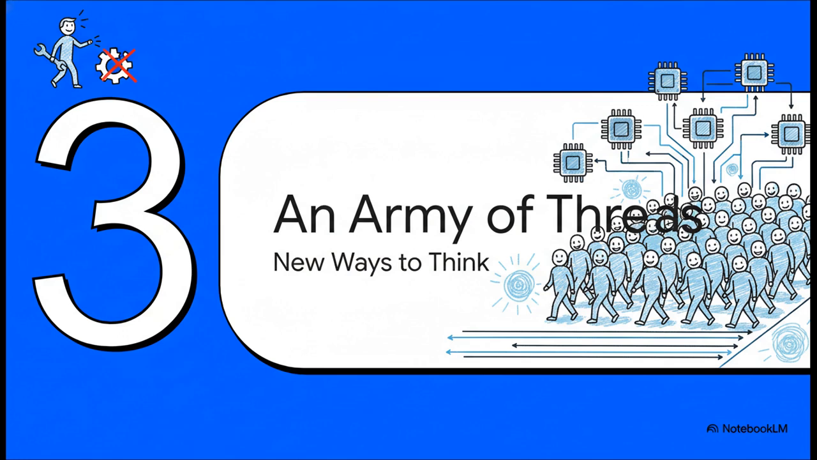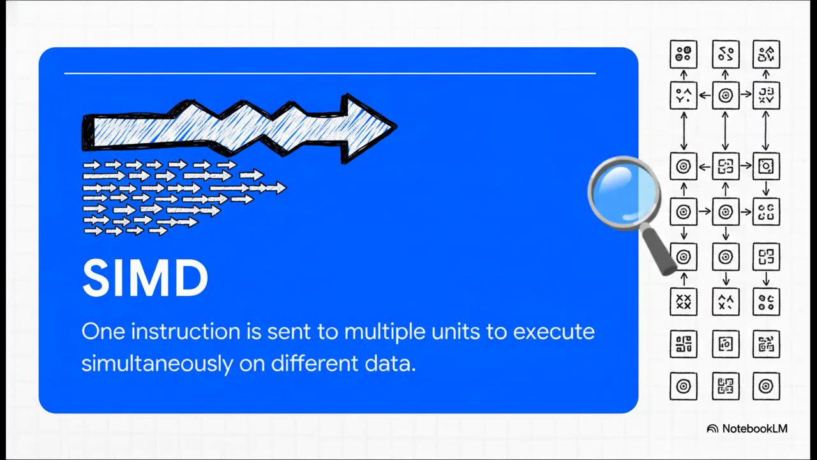And this led to a completely new way of thinking called parallelism, which comes in a couple of different flavors that basically power our entire modern world. Okay, first up in our army is SIMD, that's single instruction, multiple data. And the whole idea here is just raw efficiency. Instead of one processor doing one thing, you have one single command that goes out to tons of processing units. And they all do that exact same thing on different pieces of data, all at the exact same moment.